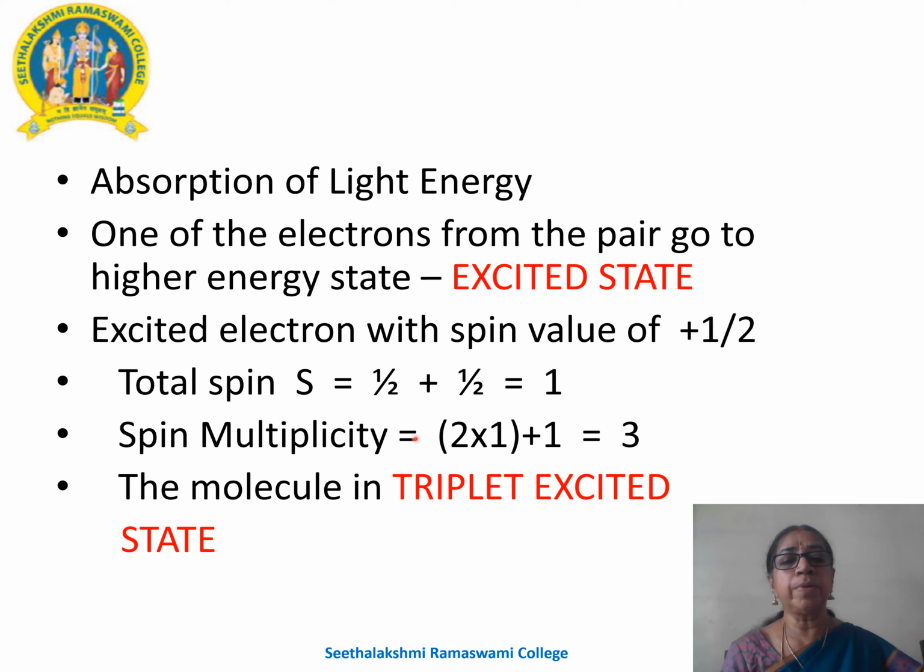Now let us calculate the spin multiplicity. Let us apply the formula 2S plus 1. Here S is 1. So 2 into 1 plus 1, which is equal to 3. That is, spin multiplicity is 3. In this situation, the molecule is said to be in triplet excited state. Since one of the electrons is excited to a higher energy level, and since the spin multiplicity is 3, the molecule is said to be in triplet excited state.